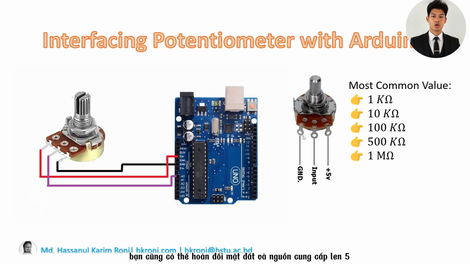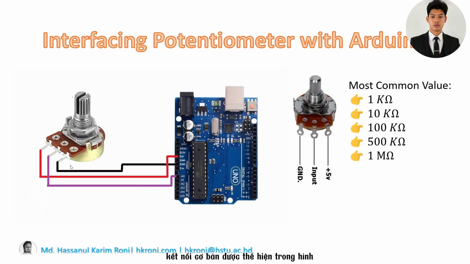You can also swap the ground and power supply. Like you can give 5 volt supply in the first terminal and give ground in the third terminal. This component does not have any polarity, so you can swap the ground and positive supplying.